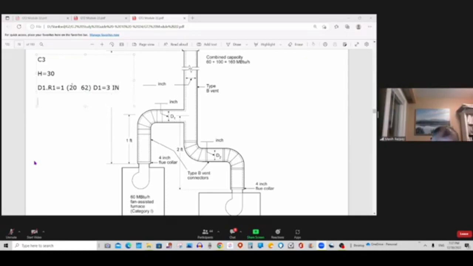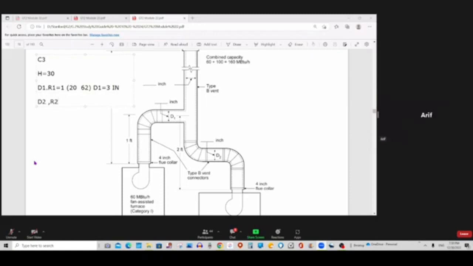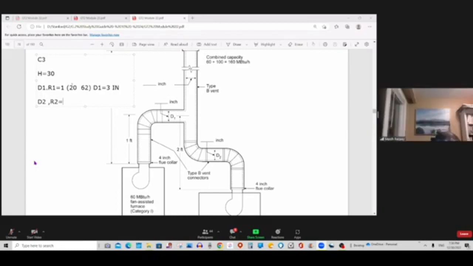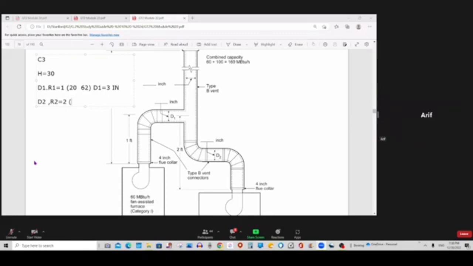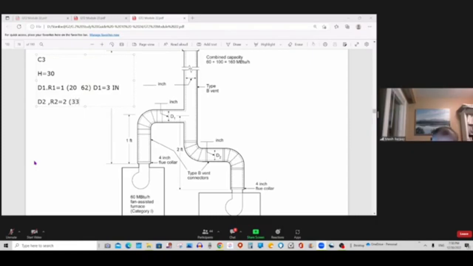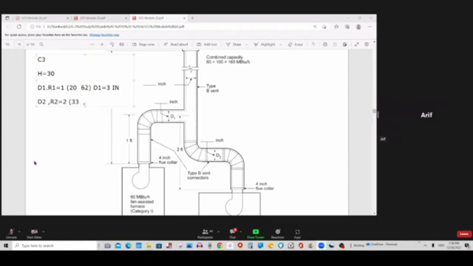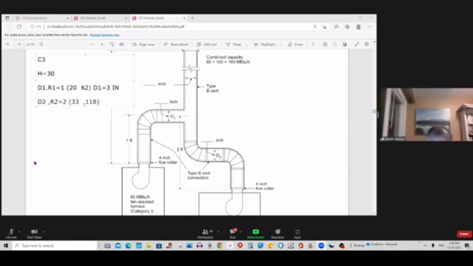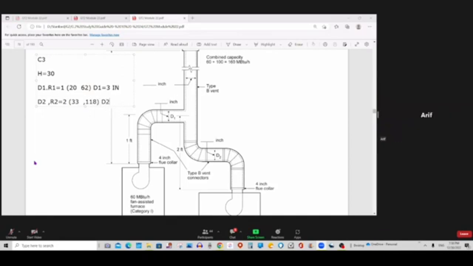Okay, D2. R2 equal to 2 feet. R2 equal to 2, right? Yeah. Okay, so what do we get, min and max? 100. 4 inch. Why 4 inch? Because 33 is the minimum and 118 is the max. Okay, so D2 is equal to 4.